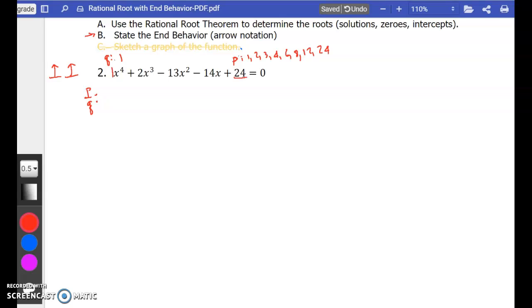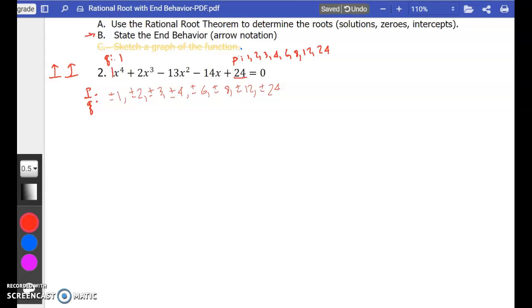There we go. So what I'm going to have is all of my P's over my Q of 1, which really just means my list of P's. So I have plus or minus 1, plus or minus 2, plus or minus 3, plus or minus 4, plus or minus 6, plus or minus 8, plus or minus 12, plus or minus 24.